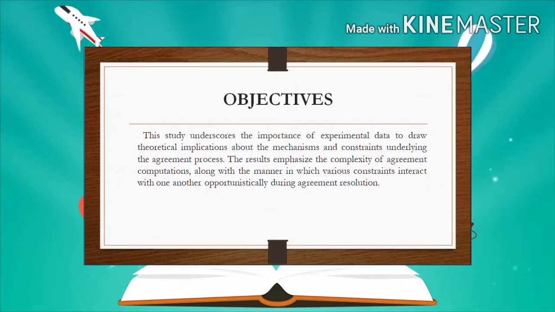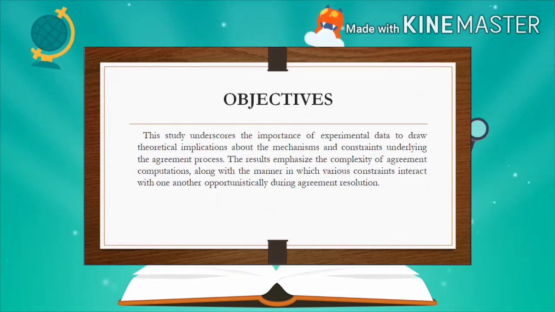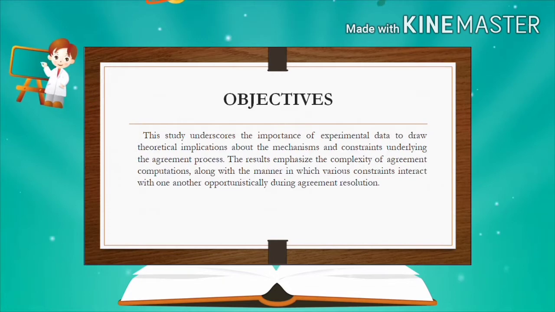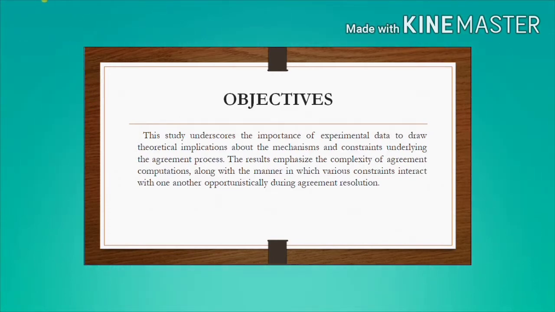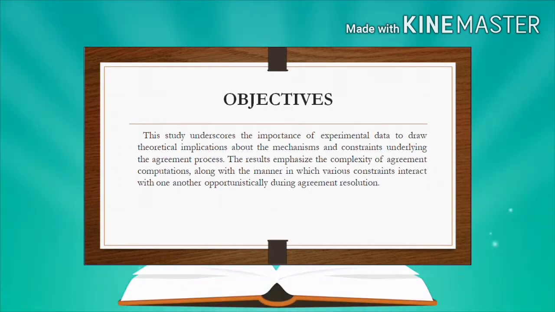Objectives. This study underscores the importance of experimental data to draw theoretical implications about mechanisms and constraints underlying the agreement process. The results emphasize the complexity of the agreement computation, along with the manner in which various constraints interact with one another opportunistically during agreement resolution.